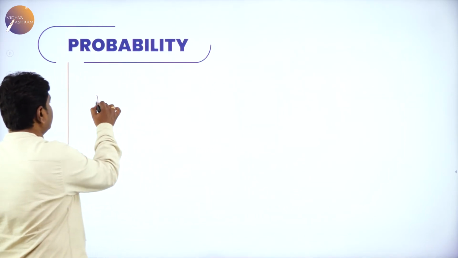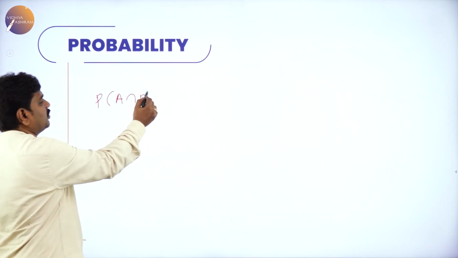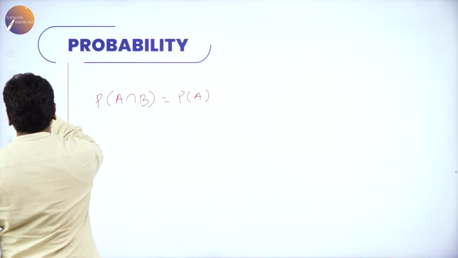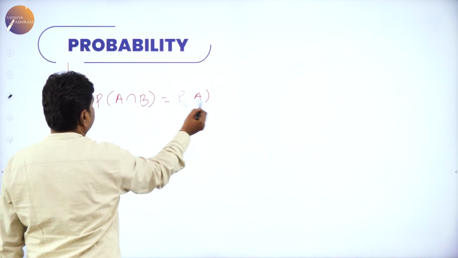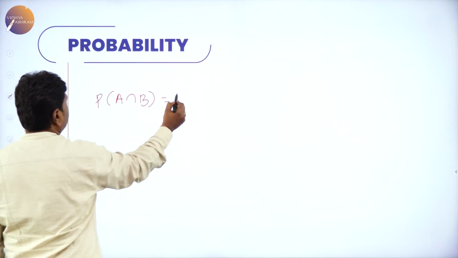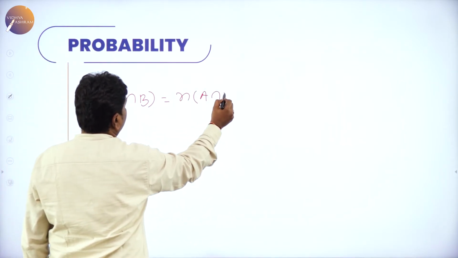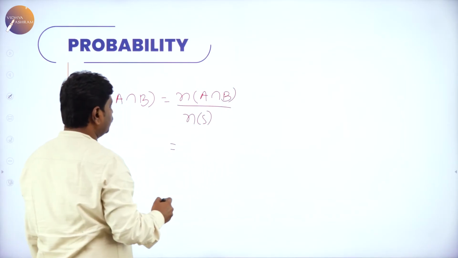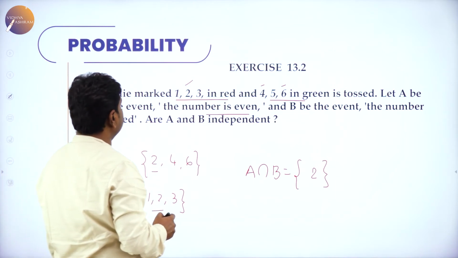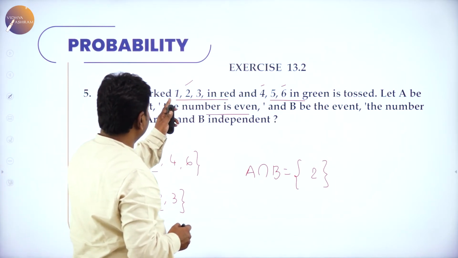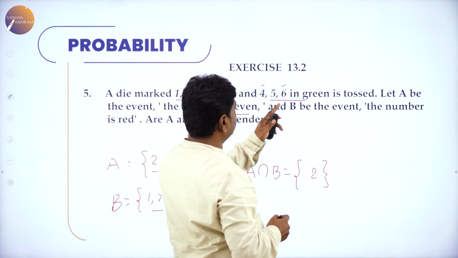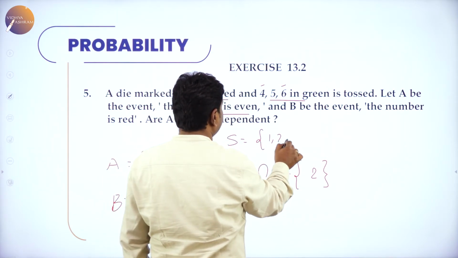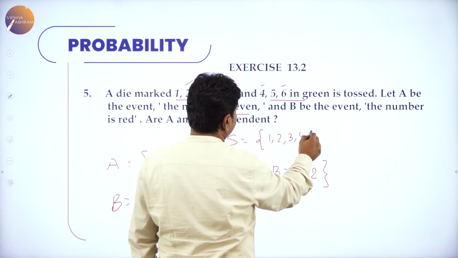Now find P of A intersection B. By definition, P of A intersection B is N of A intersection B divided by total. Total means the number of elements in the sample space, N of S. So what is the sample space? A die marked 1, 2, 3 red, 4, 5, 6 is tossed. When you roll a die, you'll have 6 outcomes: 1, 2, 3, 4, 5, 6.